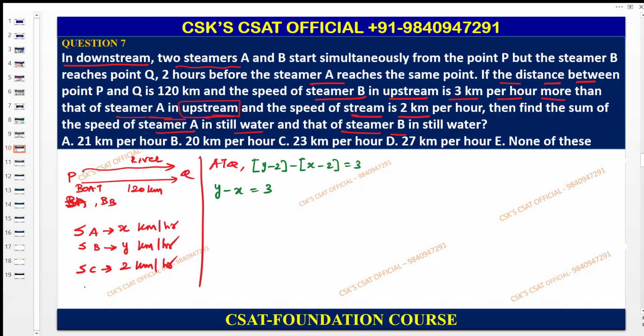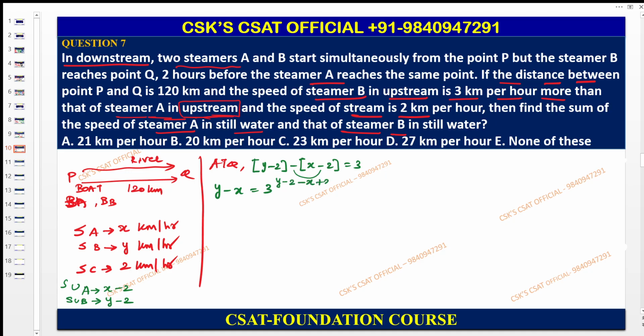3 kilometers more. Okay. Actually, you need to calculate like this. So let me write like this: Y minus 2 minus of X minus 2, which is equal to 3. Because upstream, downstream concept, we are applying here, because you know that the current speed also, then upstream, right?